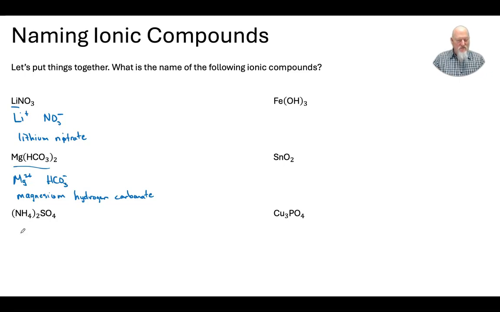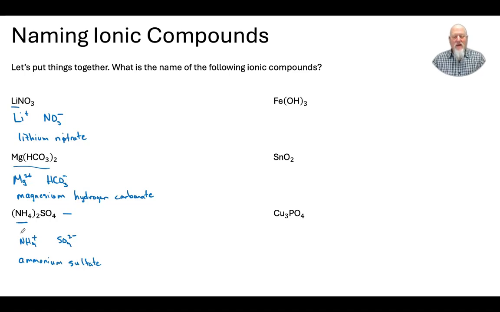Okay, (NH4)2SO4. So we can see we have a polyatomic ion here, NH4. So we have NH4 plus and SO4. And SO4 is a 2 minus. You'll know because you have to memorize. So NH4 plus is ammonium, and SO4 2 minus is sulfate. So ammonium sulfate is that guy.